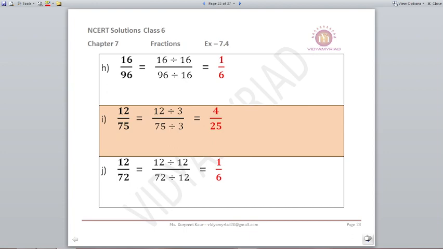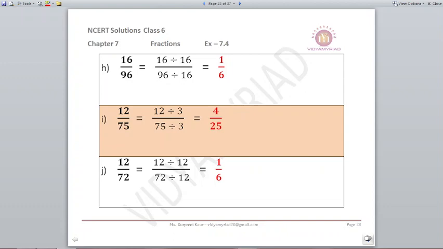16 upon 96, this is 16 table. So it becomes 1 upon 6 as your answer. 12 upon 75. Now 75 doesn't go on 12 table, so it goes on 3. So 12 divided by 3 is 4. 75 divided by 3 is 25.